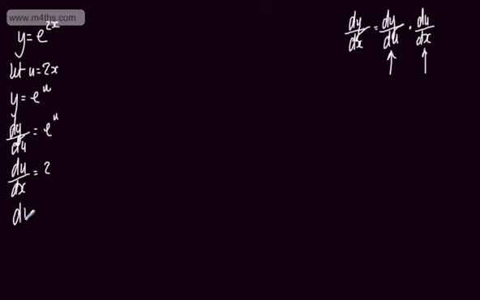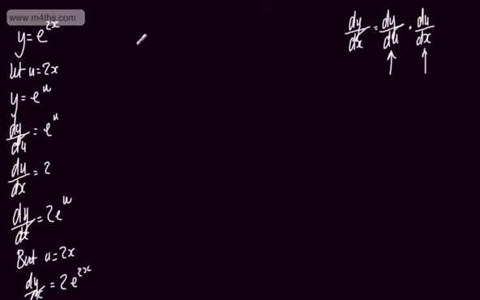So in terms of dy by dx, we can say that this is 2e to the u. We can write here, but u is equal to 2x. So we can say in terms of x, the derivative dy by dx is 2e to the 2x. That is a very long-winded way around the chain rule, and you wouldn't be expected to use that each time.